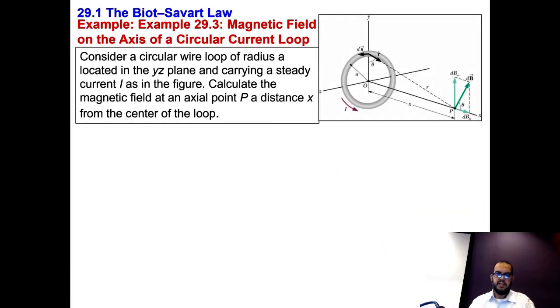Let's do this example here. Here we have a magnetic field due to a circular wire loop of radius a located in the YZ plane and carrying a steady current I as shown in the figure. Calculate the magnetic field at an axial point P at a distance x from the center of the loop. So this is the point P here.